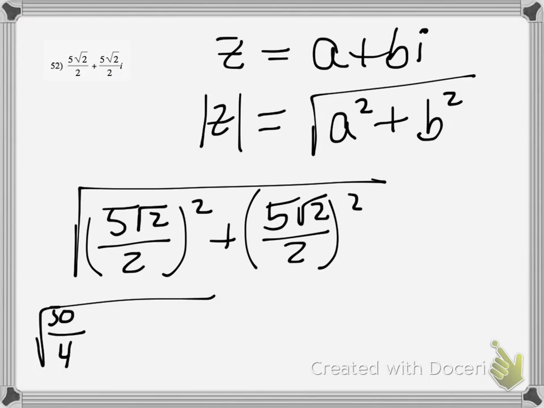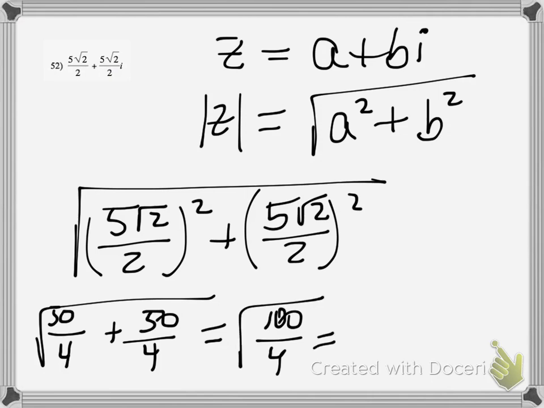So 50 over 4, and you're adding 50 over 4 for both of them, and there's a couple ways you can do this, and again, as long as you're super careful, you can just go straight to your calculator. This is actually 100 over 4, because we can do 50 plus 50. We can take the square root of that, but really that's the square root of 25, which is 5, which is what you should get.